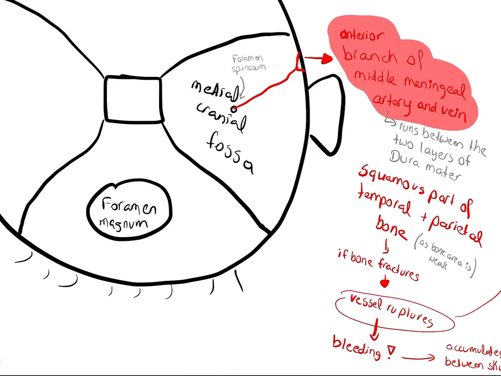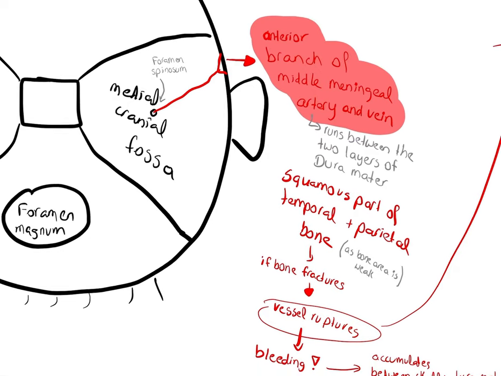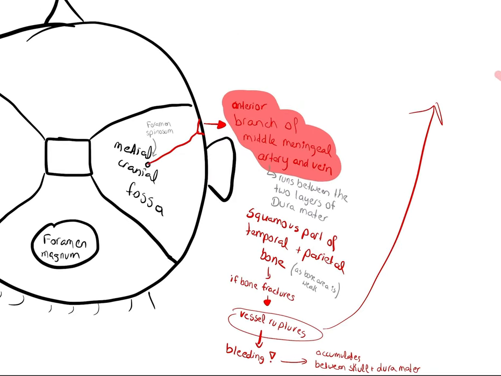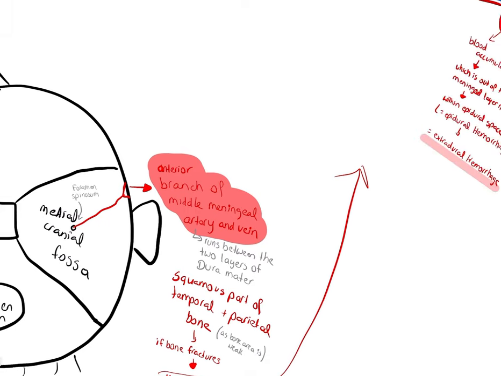So, what happens? For example, if someone hits or gets an injury on the temporal bone area and the parietal bone area, and the bone fractures, the vessels in these areas rupture. And if they rupture, bleeding happens. So that bleeding accumulates between the skull and the dura mater.